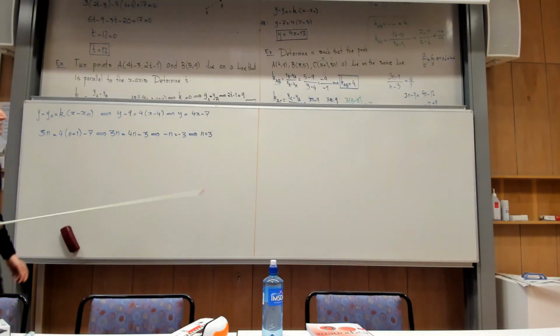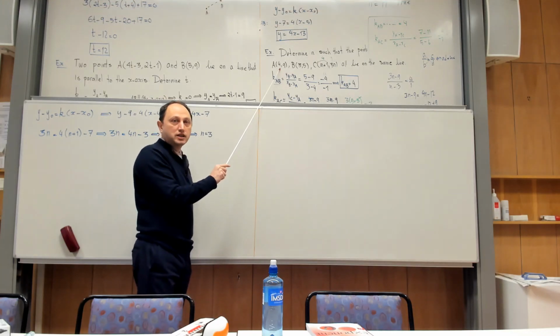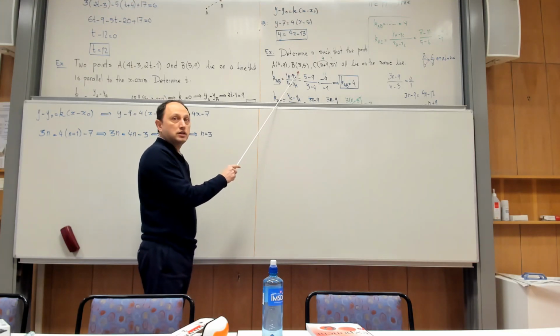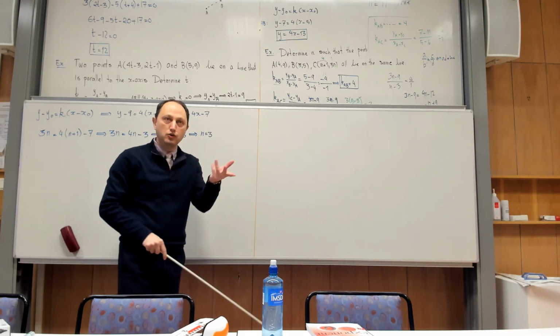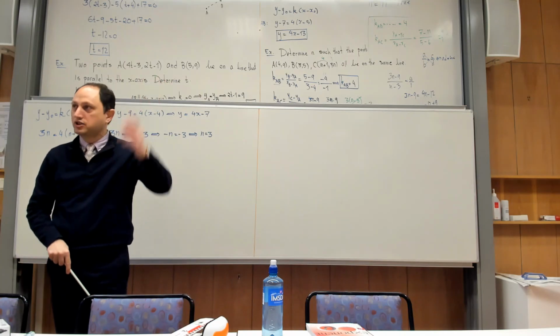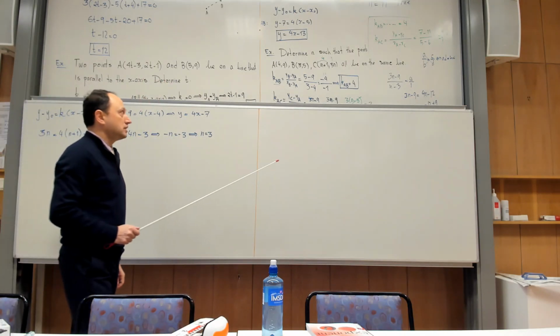So you see this point is fixed. You can find its location exactly. This point is also fixed. You can find it exactly. But this point is not fixed. Depending on what value I choose for n, the location of C will change. Yes? Now, my question is this.